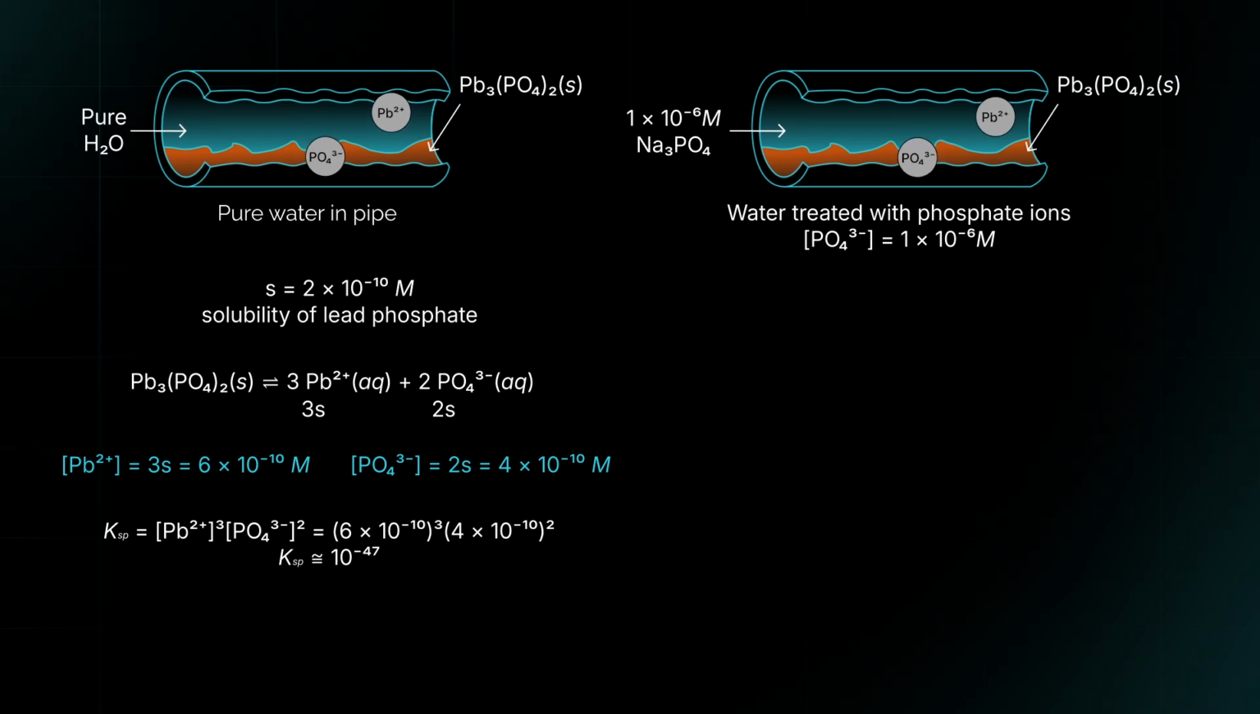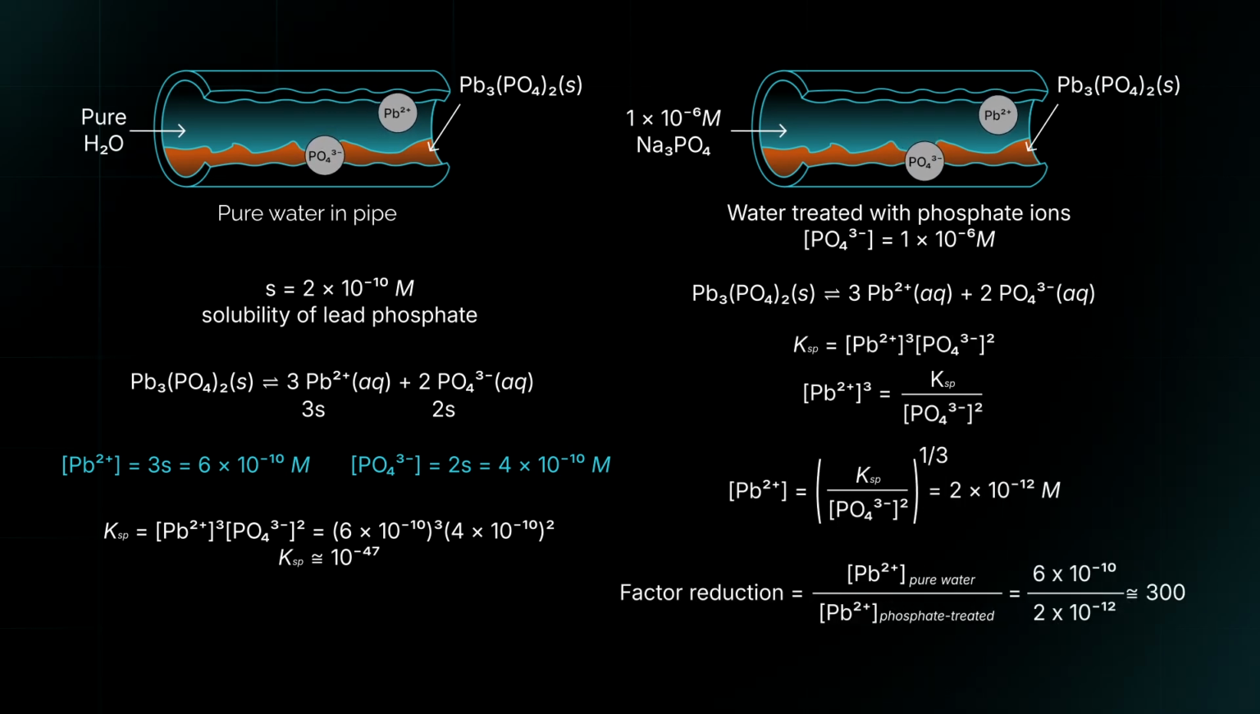What about for treated water with 1 × 10 to the minus 6 molar phosphate? Because the ion product must always equal the KSP, an increase in phosphate concentration must be accompanied by a decrease in lead concentration. This is exactly what we predicted using Le Chatelier's principle. As more phosphate is added, the dissolution reaction shifts to the left, reducing the lead concentration.